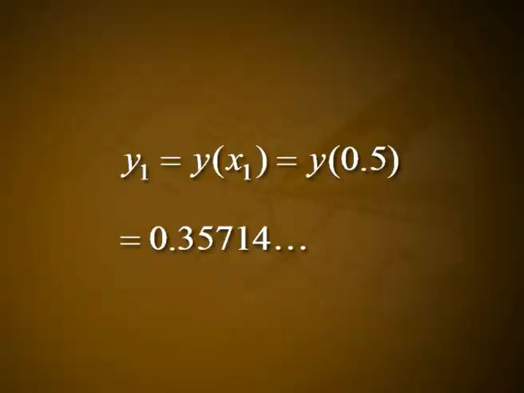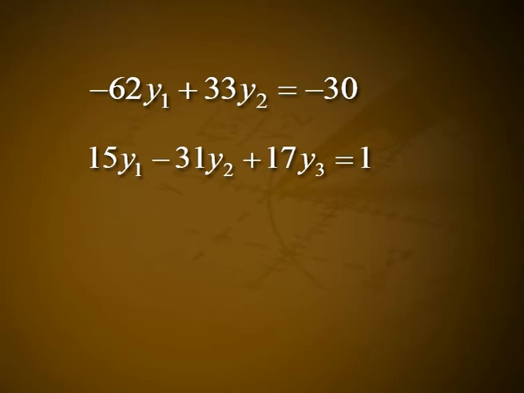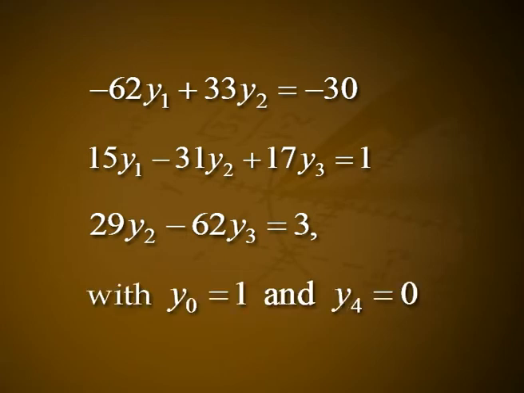Which gives y1 equal to y at x1, that is equal to y at 0.5 equal to 0.35714. Next, we let h equal to 1/4, then n equal to 4, and in this case we have the following system of equations: -62 y1 + 33 y2 = -30, 15 y1 - 31 y2 + 17 y3 = 1, 29 y2 - 62 y3 = 3, with y0 equal to 1 and y4 equal to 0.